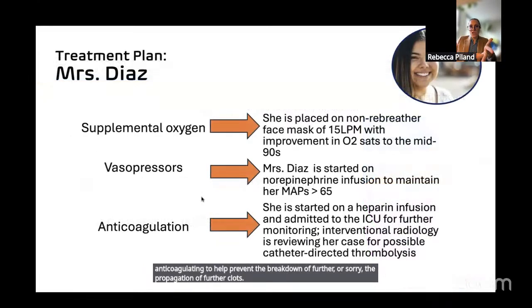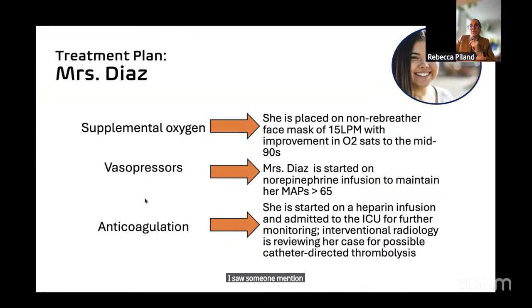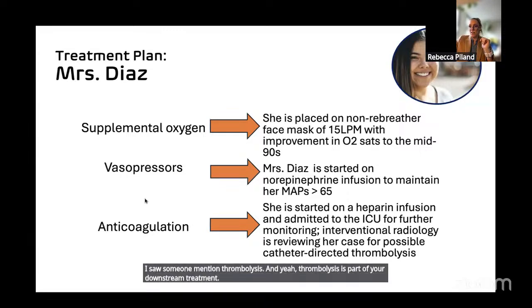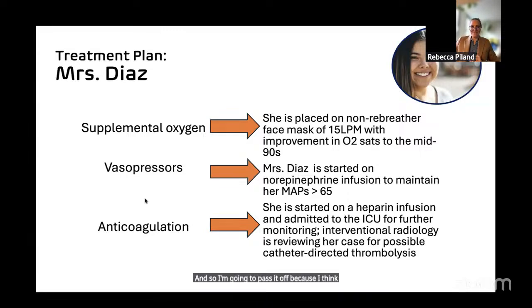I saw someone mention thrombolysis, and yeah, thrombolysis is part of your downstream treatment. And so I'm going to pass that off because I think we keep talking about that.